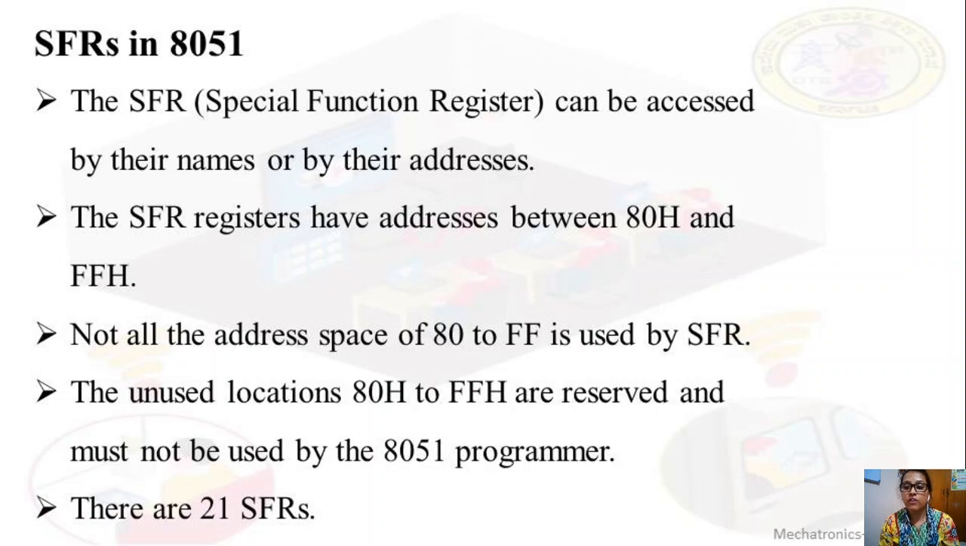Each special function register has a 1 byte address and also a unique name which specifies its purpose. In the internal RAM, the first 128 bytes, that is 00 to 7FH, are for the regular internal RAM, and the next 128 bytes, that is from 80H to FFH, are for special function registers.